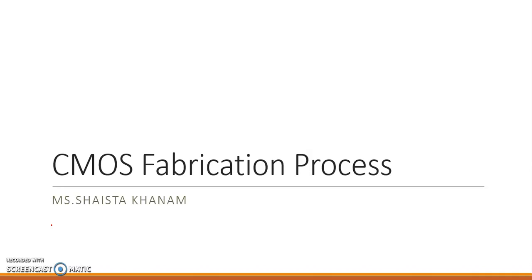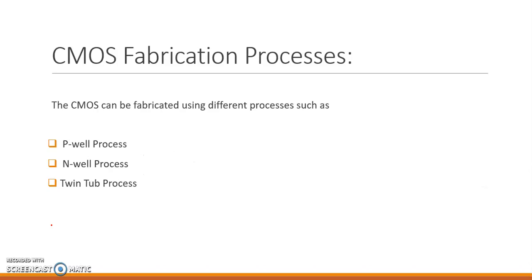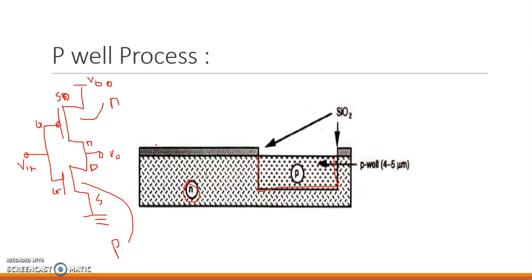In our last lecture, we started with the CMOS fabrication process. Just revising what we have done in the last lecture, there are three methods which can be used for fabrication of CMOS: the P-well process, the N-well process and the twin-tub process, which we are going to study. Out of that, we have seen the P-well and N-well process in the last video.